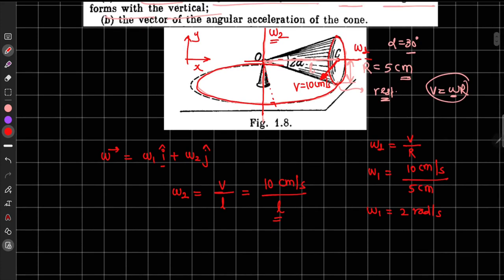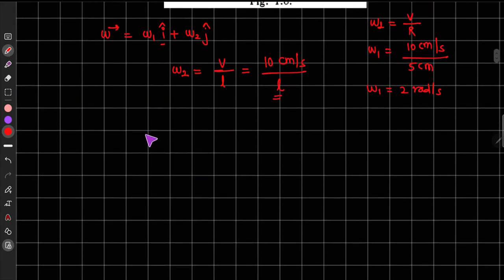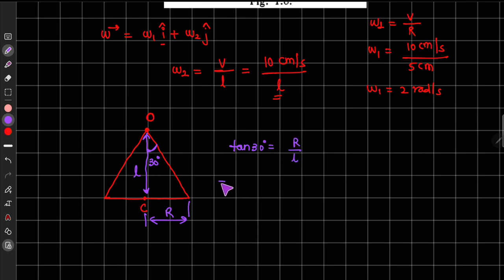For that, let us take the projection from the top side and draw the triangle. In this triangle, let us say this is point O, this is point C, this distance is given as R, and this is the length L. Okay, and the half angle of this cone is given as 30 degrees. So from here we can write tan 30 degrees equal to R divided by L, and tan 30 degrees is 1 by root 3, equal to R by L. So from here we get L equal to root 3 into R.